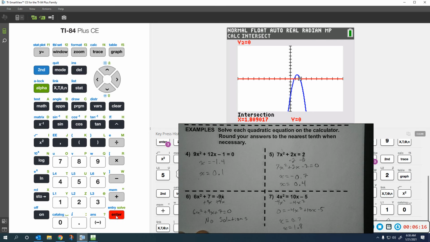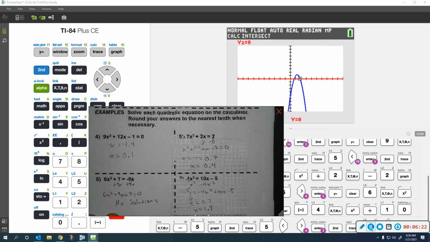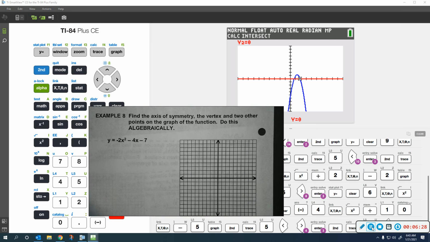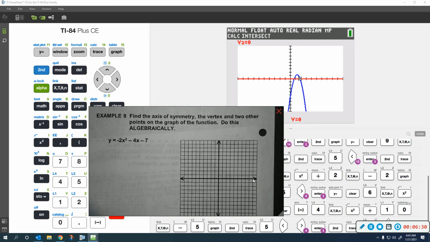I'm going to stop here on the notes and then I'll show you your assignment. There was one more example from the notes we need to get in. So I'm going to stop the video here. We'll do example 8 and then I'll show you the assignment on the other page.